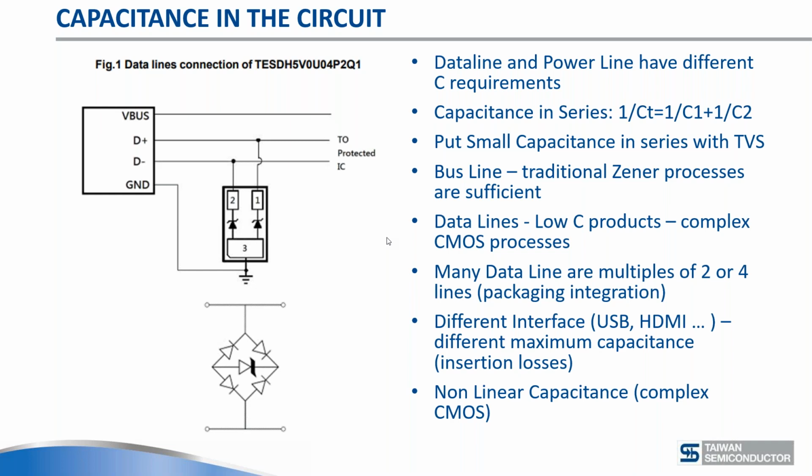You have a different interface, USB or HDMI, which has a different maximum capacitance or insertion losses. And also those ICs here, because I'm going to call them ICs because they're not simple Zeners anymore, have non-linear capacitance. So that is the area, and the main message is that those low capacitance products are complex CMOS ICs. That's what I'd like to repeat from this message.